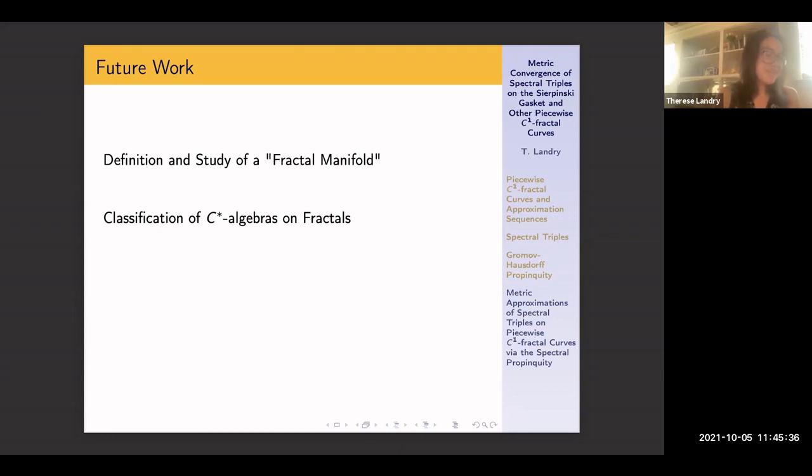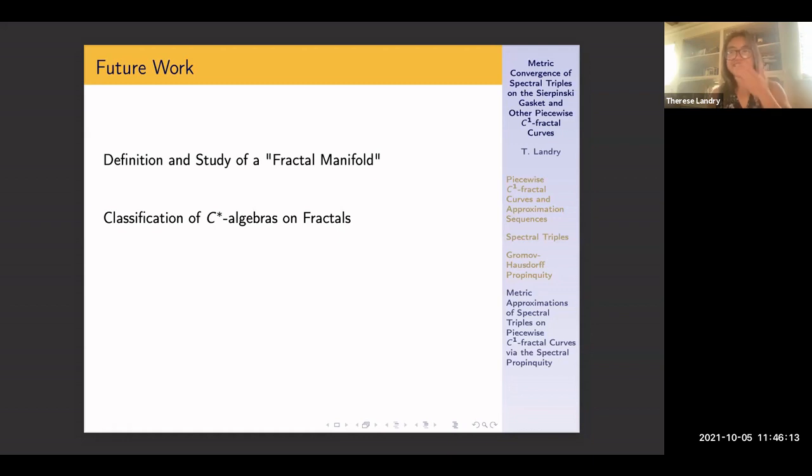So really the one known thing is that if you have a unital approximately finite dimensional C-star algebra, then for the Gelfand duality, that corresponds to C of X, for X being a totally disconnected compact metric space, therefore a Cantor set. But beyond that, there is no classification of C-star algebras on other fractals. Of course, the first natural one that I've been looking at is the Sierpinski gasket. That is not even known at all.